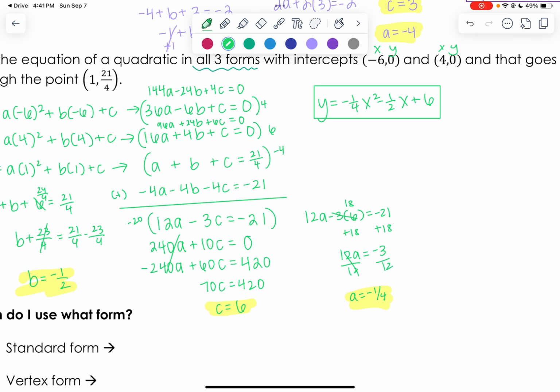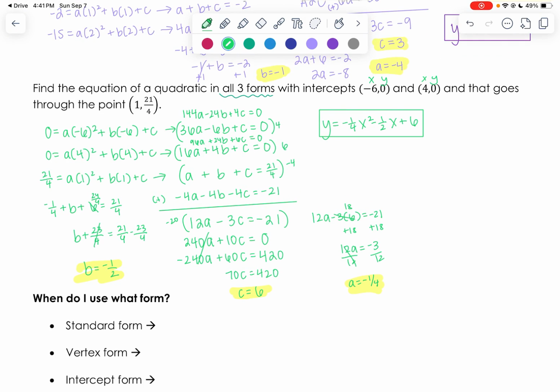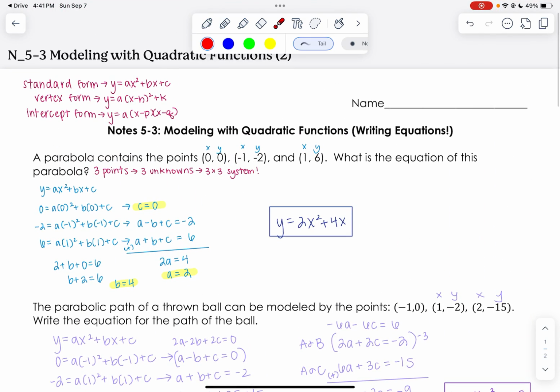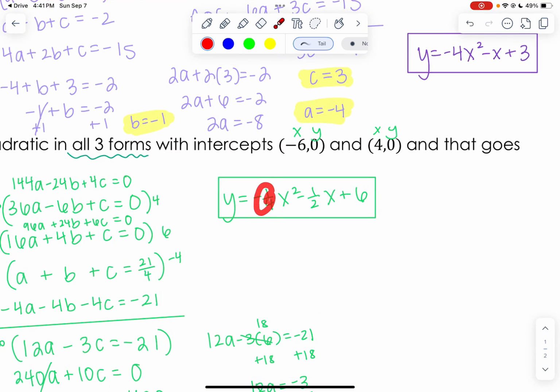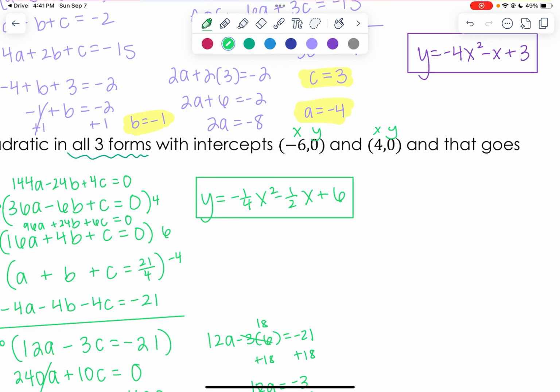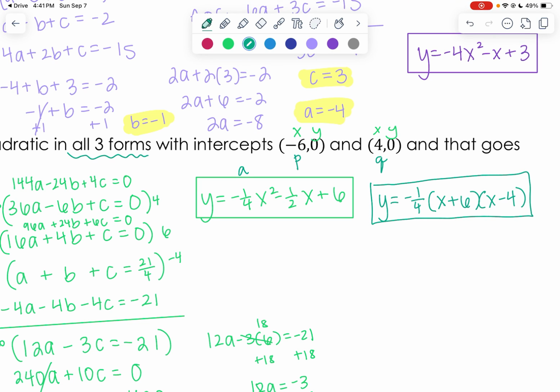Now, this said to find it in all 3 forms. So let's go back. I did standard form. Well, I had the intercepts, and I actually know what A is now from standard form. There's your A, there's your P, and there's your Q. So in intercept form, this would be y equals negative 1/4, x minus P becomes x plus 6, and x minus Q becomes x minus 4. There it is in intercept form. That didn't take too long because I already knew what A was from standard form.